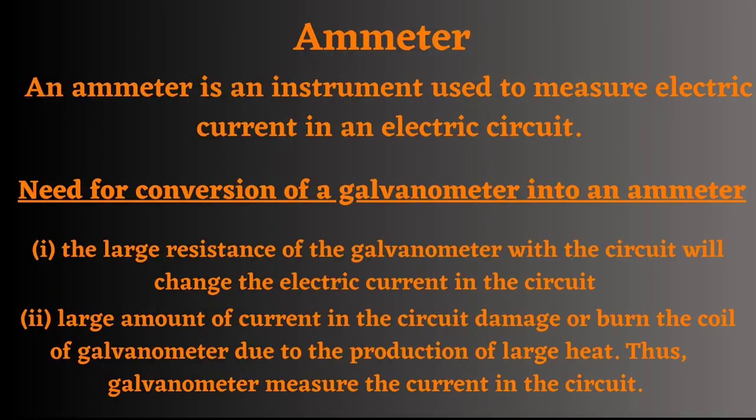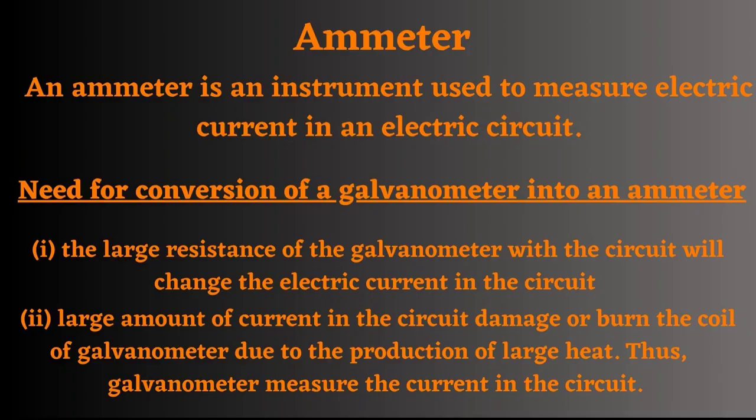A galvanometer can be converted into an ammeter. First of all, the question comes to our mind: what is an ammeter? An ammeter is an instrument used to measure electric current in an electric circuit. There are some things which are required for the conversion of the galvanometer into an ammeter. An ammeter is a modified form of the galvanometer.